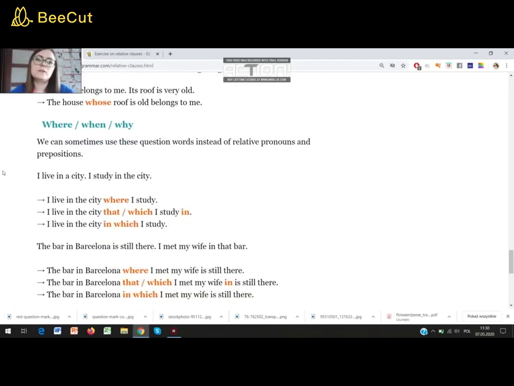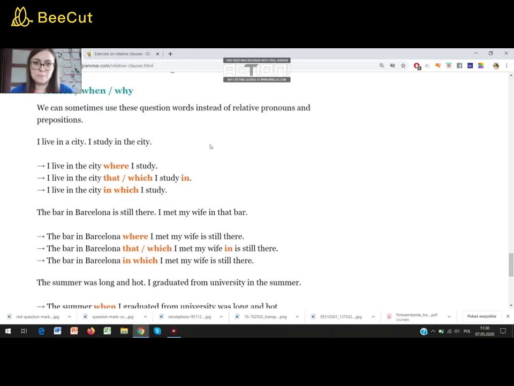And some more phrases with where, when, and why. We can sometimes use these question words instead of relative pronouns and prepositions. I live in a city. I study in the city. I live in the city where I study. Or I live in the city that or which I study in. Or I live in the city in which I study. So here we have a lot of ways how to use them.